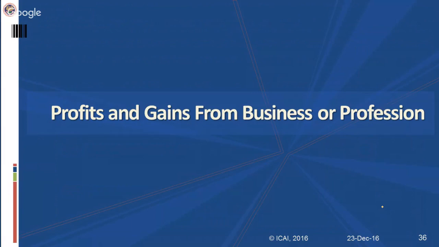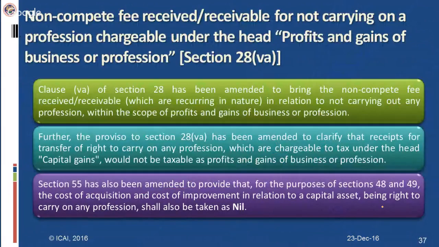The next topic is profits and gains of business and profession. Non-compete fee received or receivable for not carrying on a profession is chargeable under the head profits and gains of business and profession. So section 28 is the charging section under the head profits and gains of business and profession. It lists out what are the incomes which will be chargeable under that head.